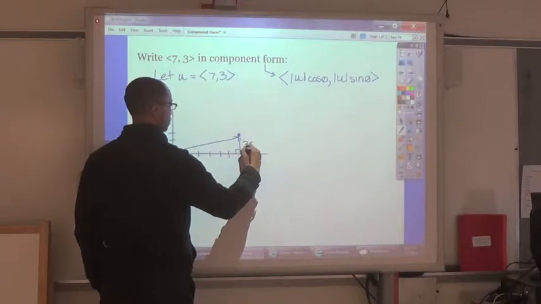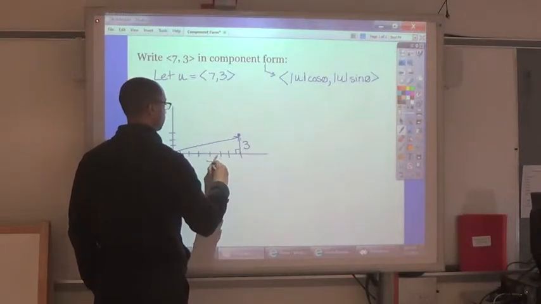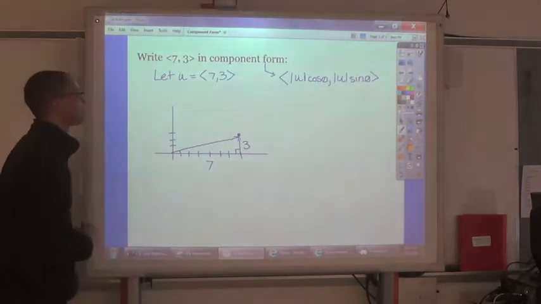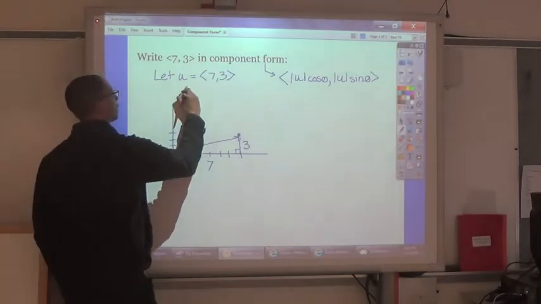Now the next part that I'm doing is I'm labeling each side. So the y distance is 3 and the x distance is 7. And you can pretty much get that from your vector itself.